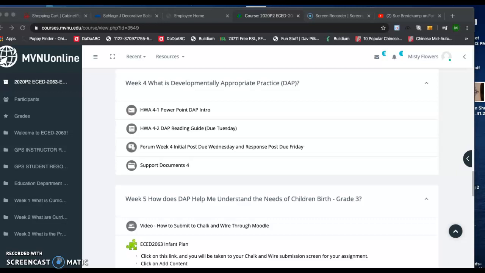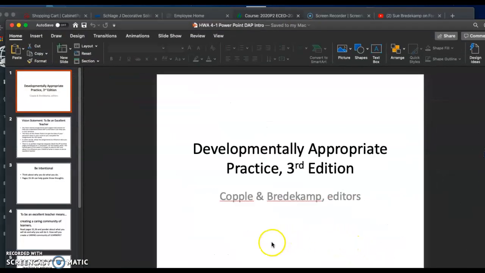What is developmentally appropriate practice, or DAP? Your first homework assignment is the PowerPoint, which introduces you to developmentally appropriate practice, which is our text by Carol Copple and Sue Bredekamp.